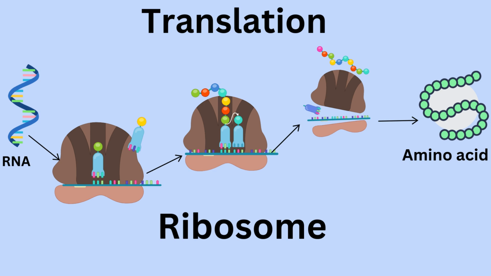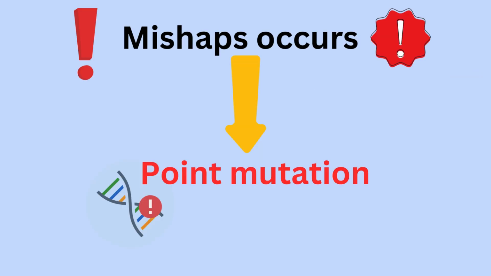Now, what if a mishap happens? What if something goes wrong and a mistake happens while the RNA polymerase is reading through the DNA, and it puts in the wrong bases, producing the wrong mRNA, and then the ribosome reads that mRNA, and it all turns into one big mess? Well, that kind of mutation is called a point mutation.